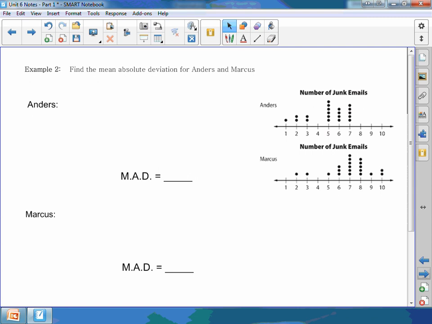So let me just try to interpret this scenario for you, because maybe it does need a little bit of interpretation. We have 2 different people here, Anders and Marcus, and they're apparently measuring the number of junk emails that they get. The way I'm interpreting this is, let's assume that this is like a daily thing.